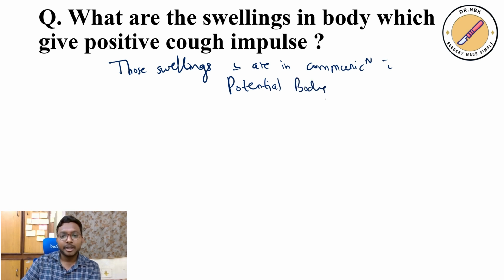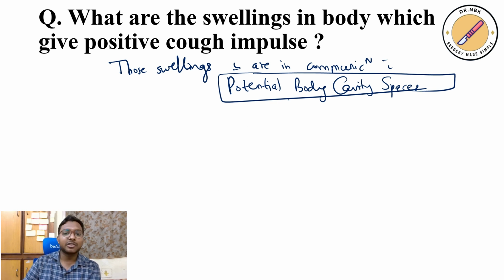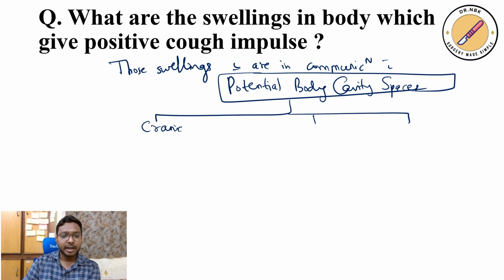Potential body cavity spaces. So, which swellings will give positive cough impulse? Those swellings which are in communication with potential body cavity spaces will give the positive cough impulse. Now, the examiner will ask you, what are the potential body cavity spaces we have in our body? The first one is cranial and spinal cavity, then thoracic cavity, last one is abdominal cavity.